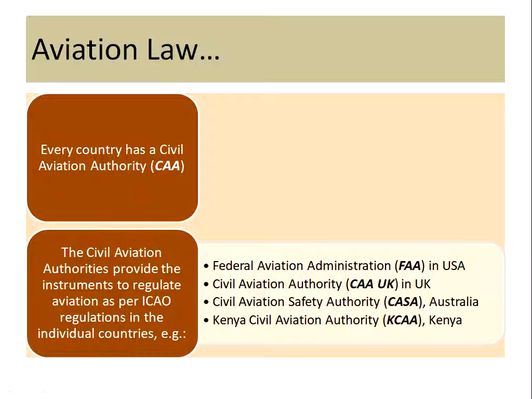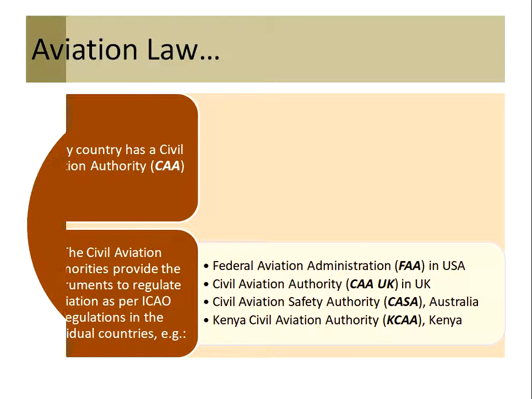ICAO manages to control and to manage aviation through the civil aviation authorities which are established in each of the countries in the world. For example, in the USA, we have the Federal Aviation Administration, which is the body mandated to regulate aviation in USA. In the UK, we have the Civil Aviation Authority UK, CAA UK, which regulates the aviation issues in United Kingdom. In Australia, there is the Civil Aviation Safety Authority, CASA, which is also the regulator in Australia. In Kenya, we have the Kenya Civil Aviation Authority, KCAA, which is the body which regulates and governs aviation within the country.